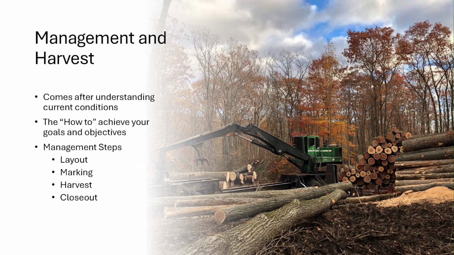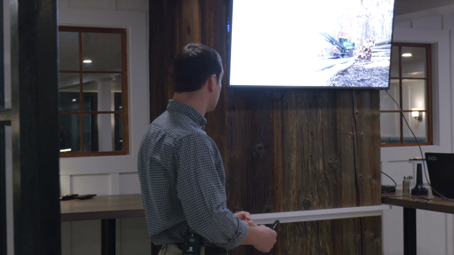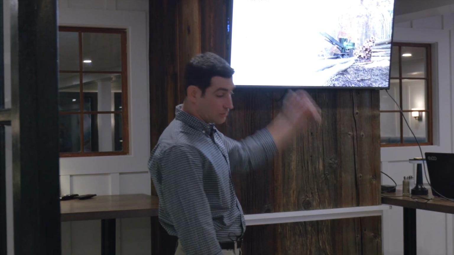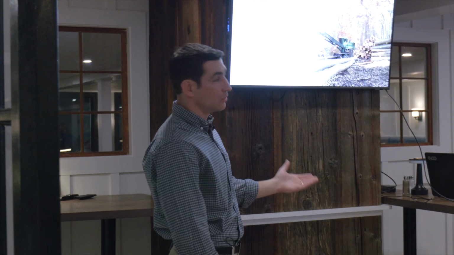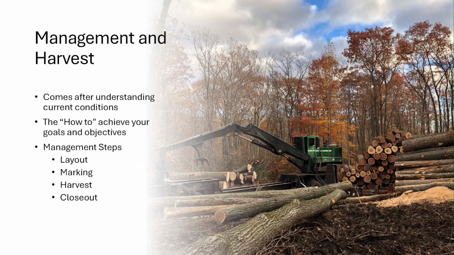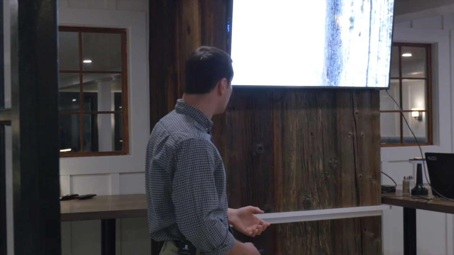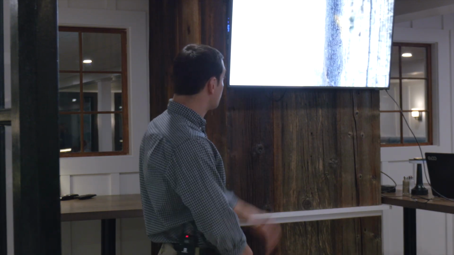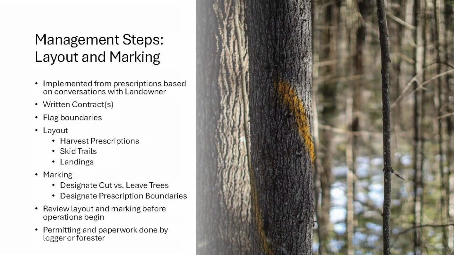So when looking forward to the management and harvest, it comes after understanding the current conditions. It comes after defining your goals and objectives, because you want to have the end goal in mind. And I refer to timber harvest as a tool, the how to achieve those goals that you have. So when thinking about implementing a harvest, there's 4 main steps. There's the layout, there's marking, there's the actual harvest, and then there's the closeout work after most of the equipment has left.